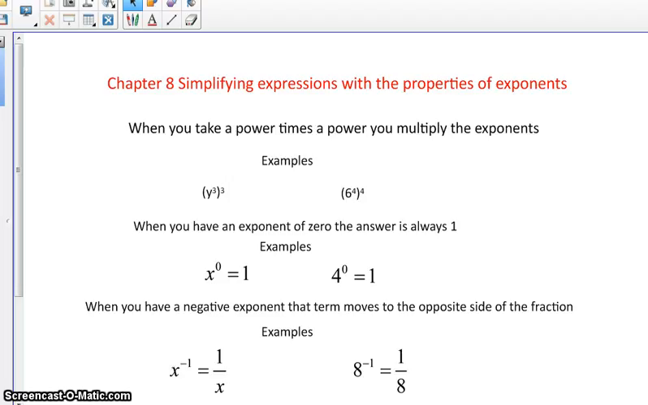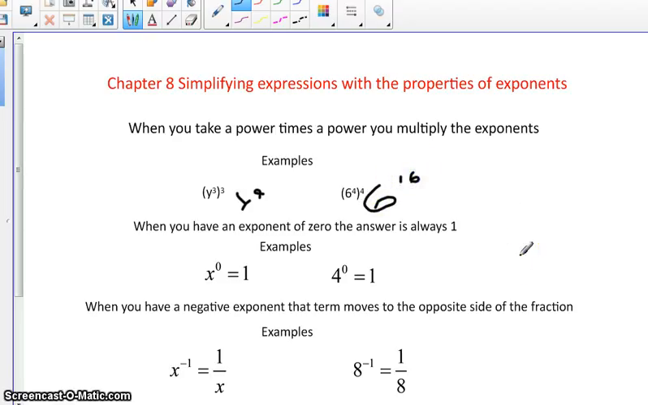So, when you are multiplying exponents, power to a power, in a sense, you need to just remember that if there's two exponents, you multiply them if the term is in parentheses. So, some examples: y to the third, to the third, would be y to the ninth, and 6 to the fourth, to the fourth power, so that would be 6 to the 16th.